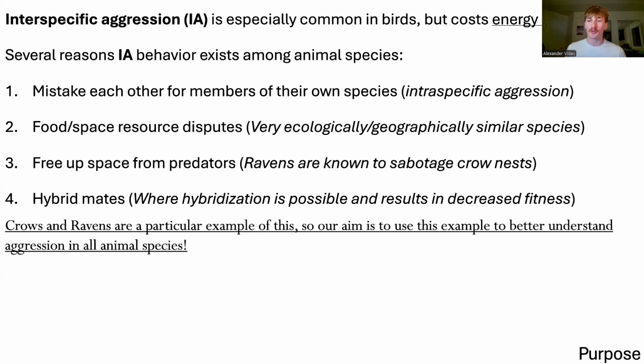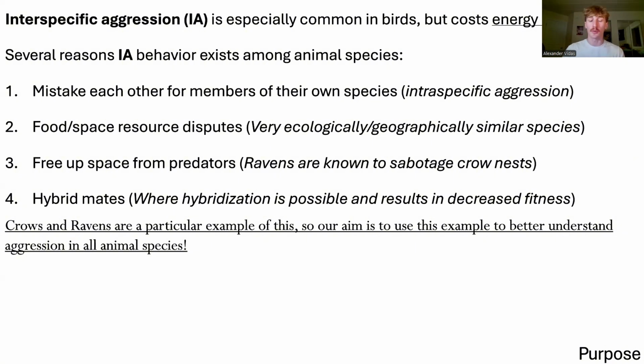And our fourth reason that we might assume IA between any animal species is that when hybrid mates are possible, a hybrid offspring might actually result in reduced fitness. And that's just not what animals want. So an adaptation that animals have made over time is to just attack each other. That results in their species staying strong and fit, and not creating any hybrids that result in a reduced fitness.